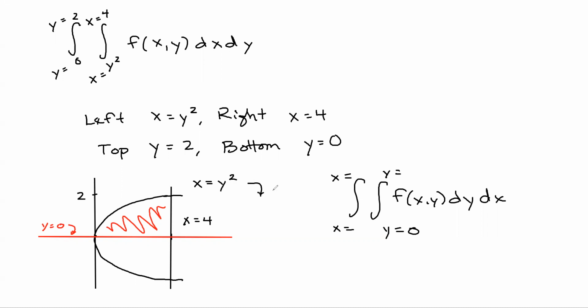So x equals y squared, we can solve for y by taking the root of both sides. Technically, there should be a plus or minus there, but we only want the top half, so we can discard the negative root. So we get y equals root x. That's the top of the object. And then if you look at your picture, in terms of x, we start on the left at x equals 0 and we stop on the right at x equals 4. And that's your new order of integration.